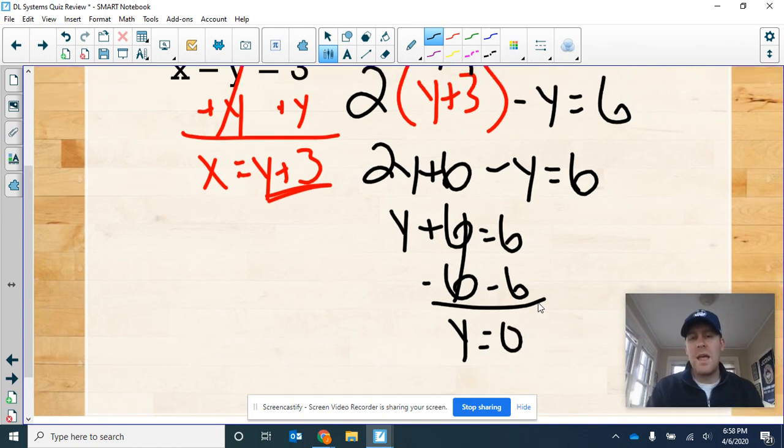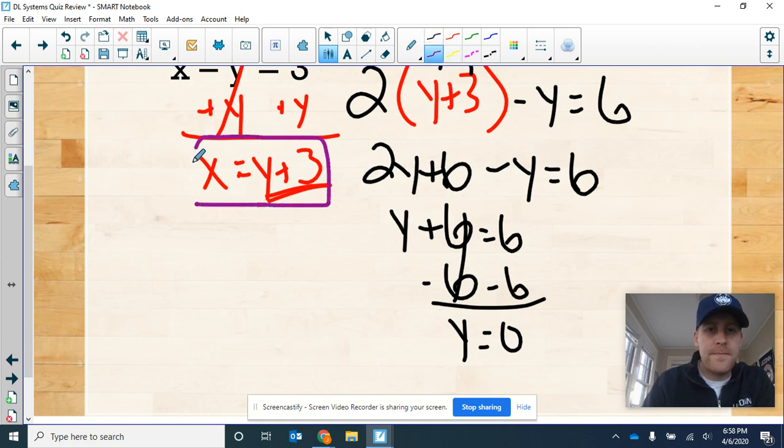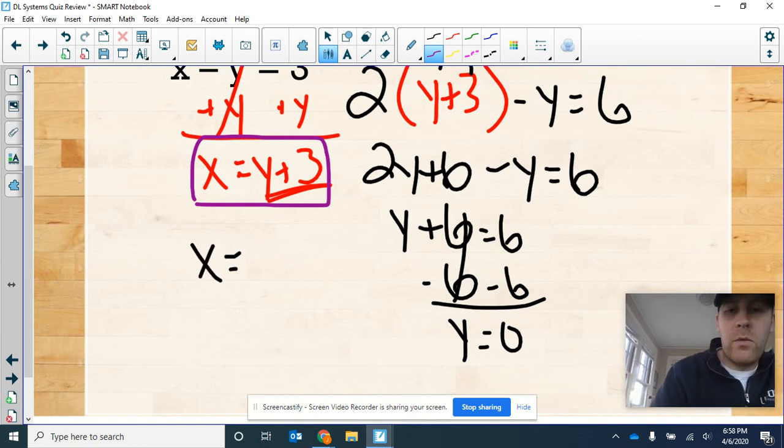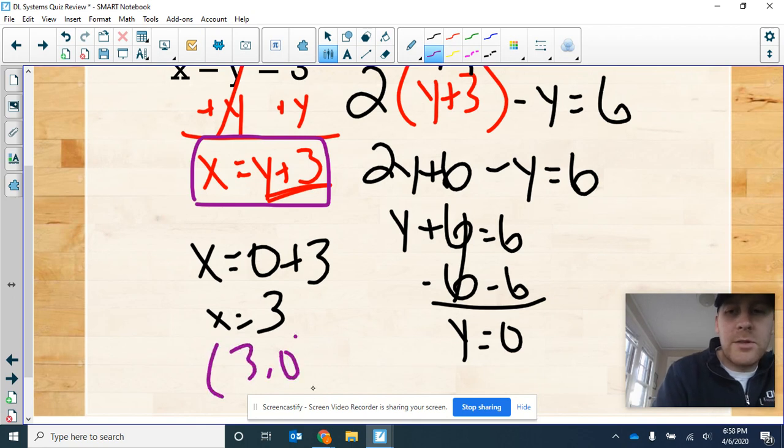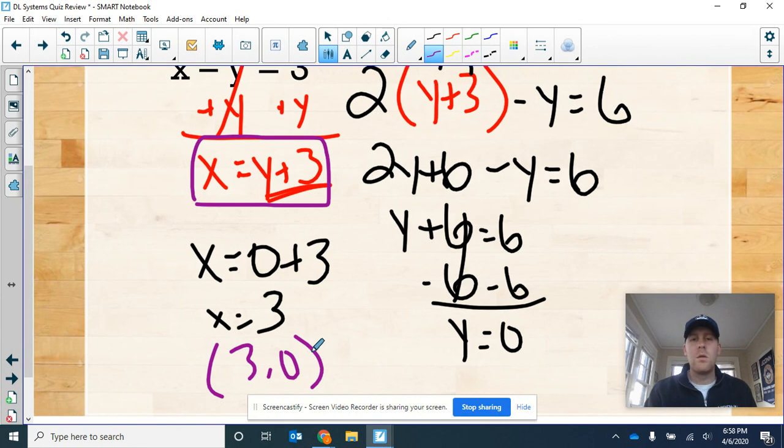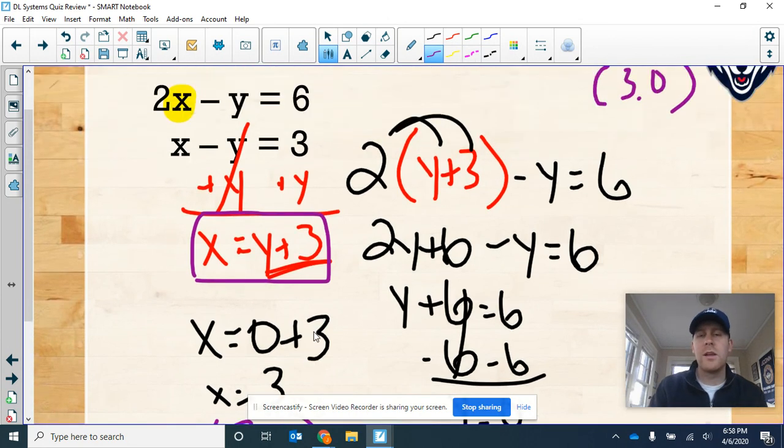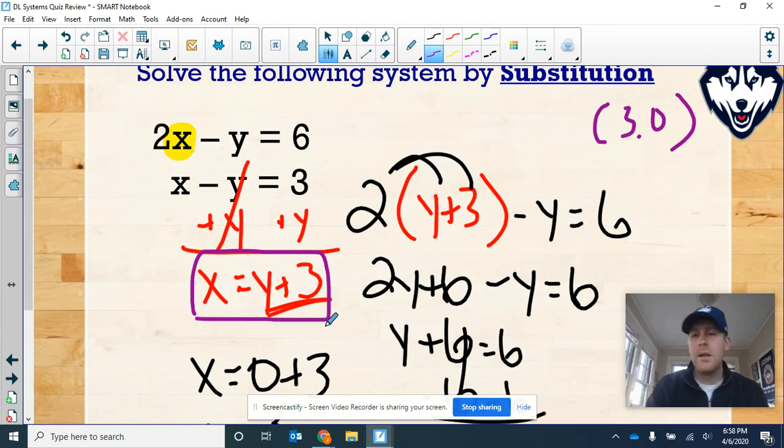And then once we have the value of one variable, let's plug it into either original equation. I'm going to plug it into this one right here. So x is going to equal y plus 3, but we just said y was 0, so it's really 0 plus 3, so x is going to equal 3. And always write our answers as an ordered pair, so it's the point 3, 0. There we go. That's how we solve by substitution. We get a variable by itself and then plug that expression into the other equation.